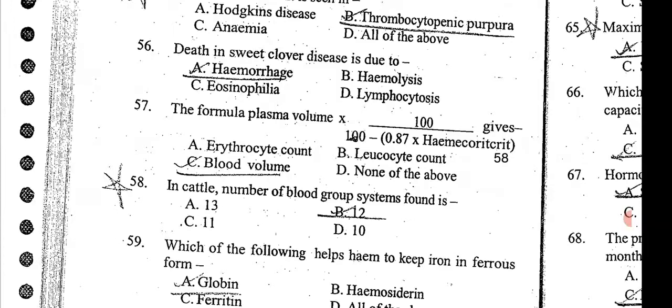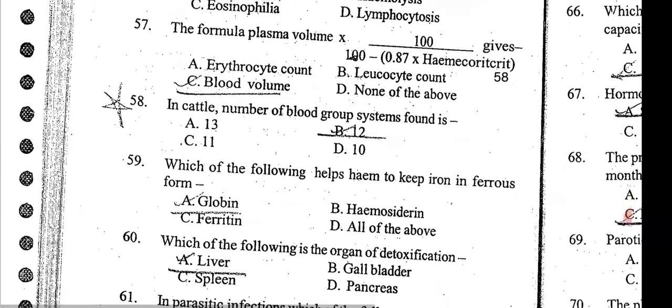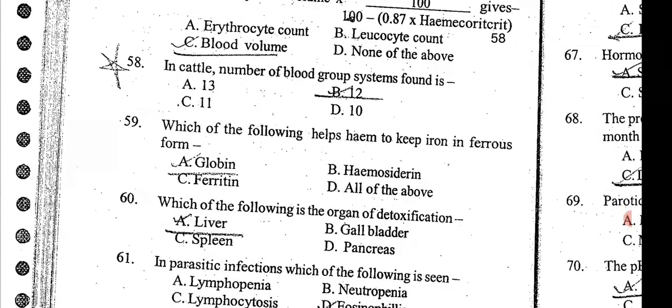The formula of plasma volume into 100 divided by 100 minus 0.87 into hematocrit gives the blood volume. The total number of blood groups found till now are 12 in cattle and 4 in humans. Humans have A, B, AB, and O.